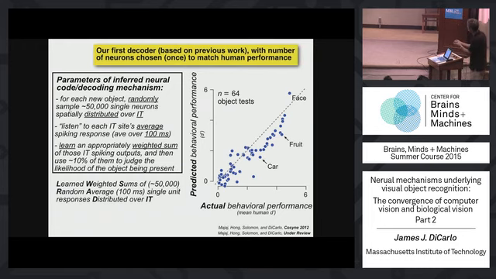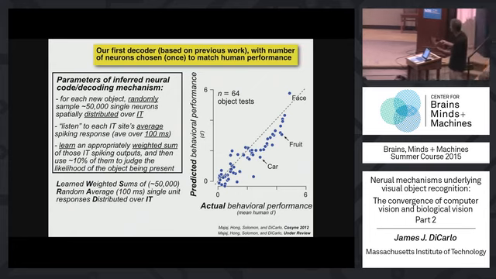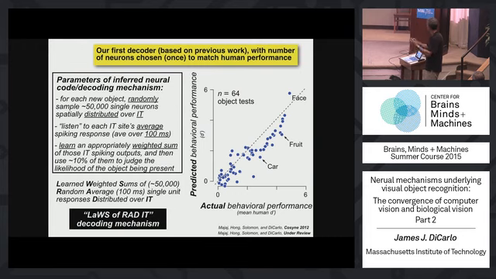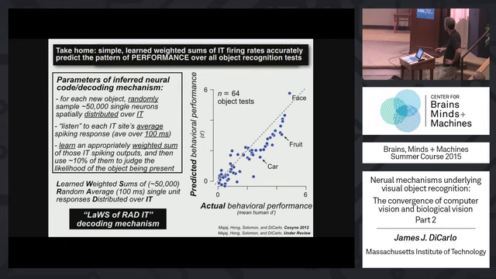So that is a model that says learned weighted sums of 50,000 random average 100 millisecond single unit responses distributed over all IT. A bunch of stuff in here is what your model is encapsulating. That's still too long, so I made a little acronym out of that, and I call it LaWS of RAD IT decoding mechanism. So this is just to say there's a hypothesis of how everything might work that can now make predictions for other objects and could potentially be falsified.